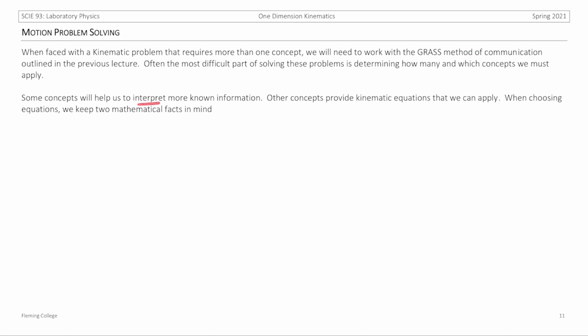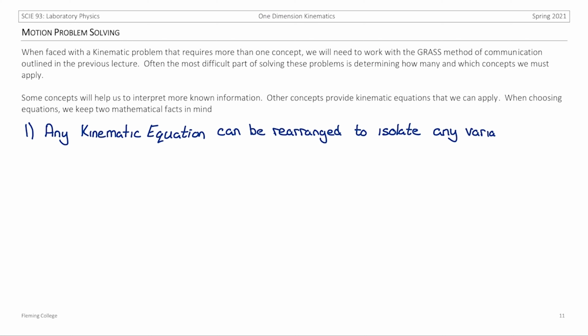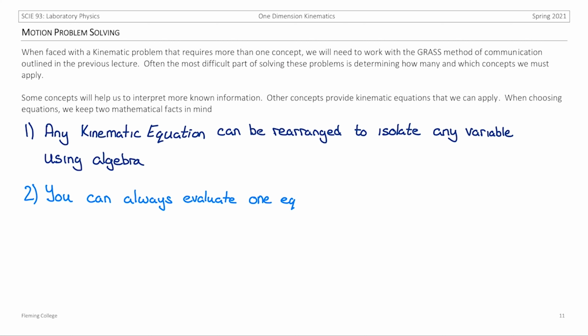When we're solving problems, we need to keep a mathematical fact in mind. When looking at our equations on our formula sheet, any kinematic equation can be rearranged to isolate any one of the single variables, and we just have to apply our algebra skills. And the other mathematical fact is that for every one equation with only one unknown variable, you can evaluate that to get a value for that unknown variable.